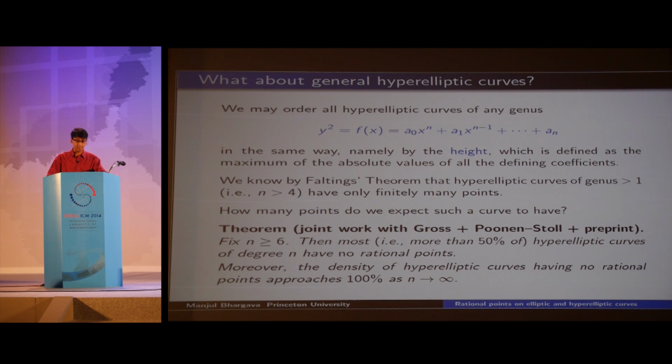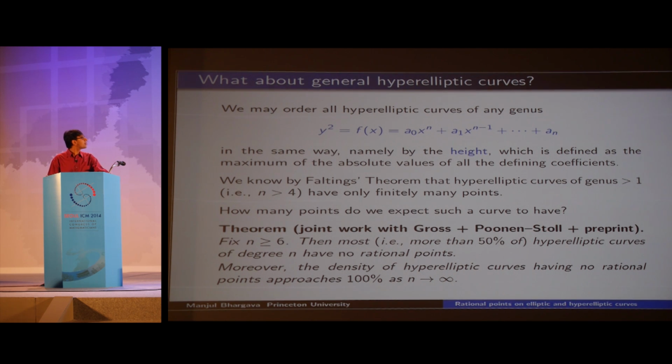In fact, this rate of approaching 100% is exponentially fast. So if you're already at, say, degree 10, if you pick a random degree 10 polynomial, it turns out that with better than 99% probability, that polynomial will not take a square value. That's a consequence of the proof of this theorem. So once your degree is reasonably large, like at least 10, the chance that your polynomial takes a square value is negligible.